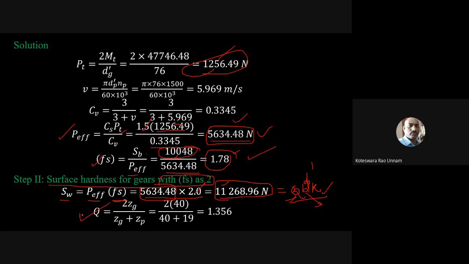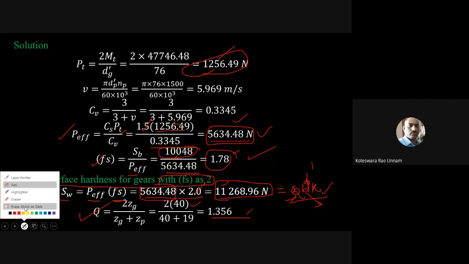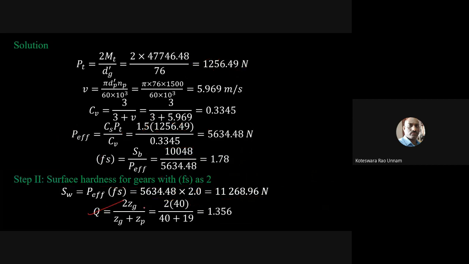So we know the formula for Q is 2 into Zg by Zg plus Zp. Then if you substitute the corresponding number of teeth, you will get Q as 1.356. Zg is 40, Zp is 19. So if you substitute it, you get it as 1.356. 2 into 40 divided by 59 comes out as 1.356. So once I got the Q, then I need to calculate K.